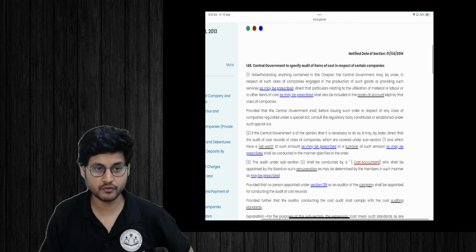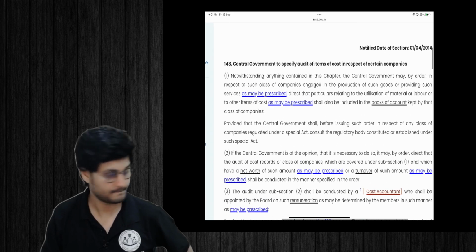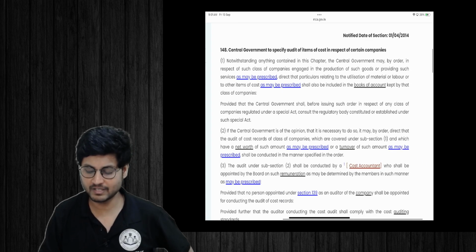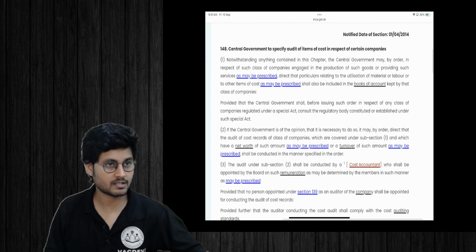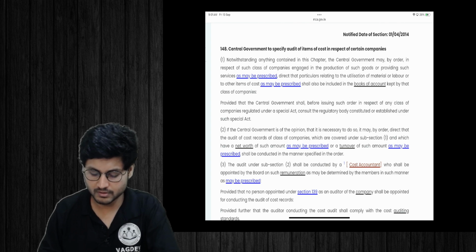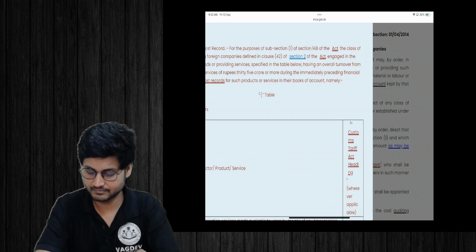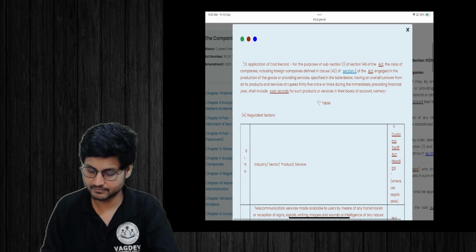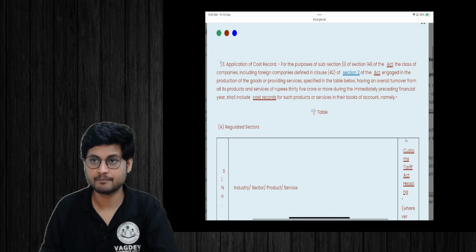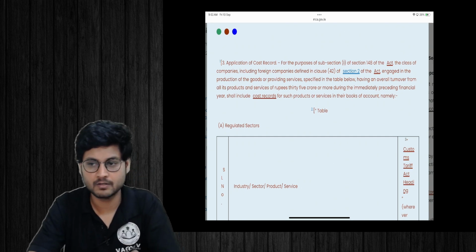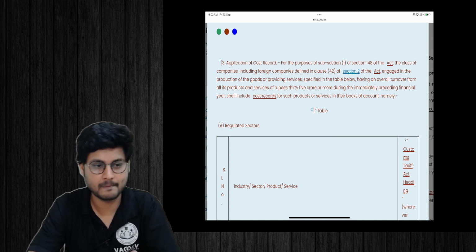In section number 148, subsection number 1, which talks about cost accounts. In that, there is a rule that I just want to click. Rule. See, this is the rule. Clear? Open it. Rule.